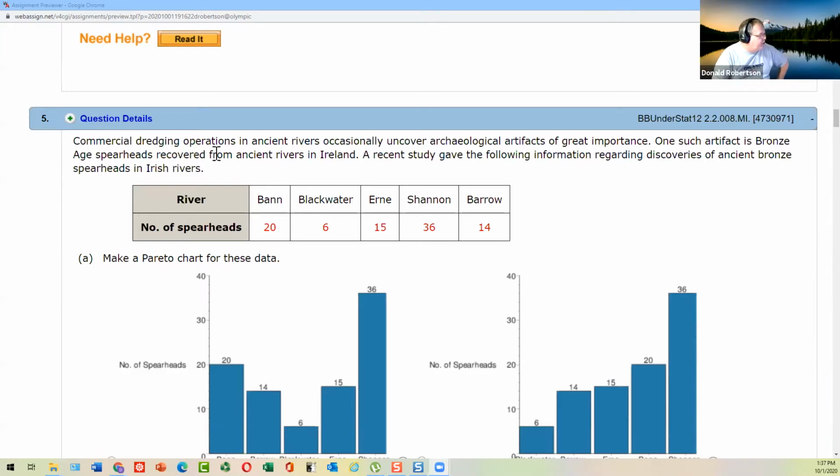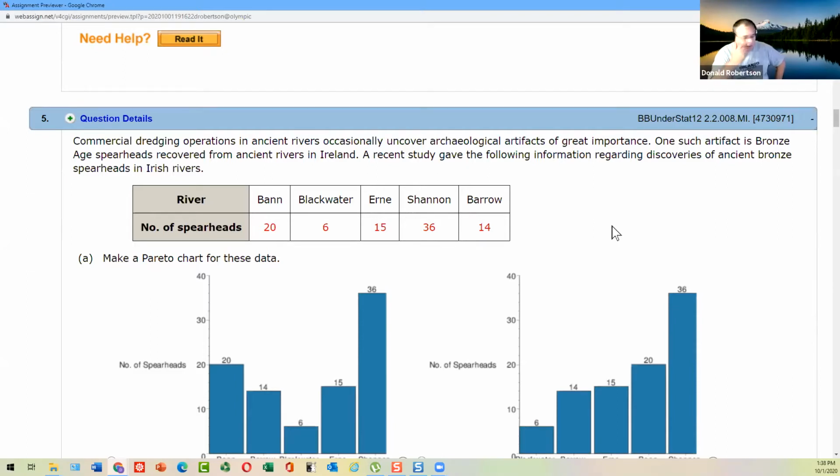Commercial digging operations in ancient rivers occasionally uncover archaeological artifacts of great importance. One such artifact is a Bronze Age spearhead recovered from ancient rivers in Ireland. And these are rivers in Ireland. These are how many spearheads have been found in these.